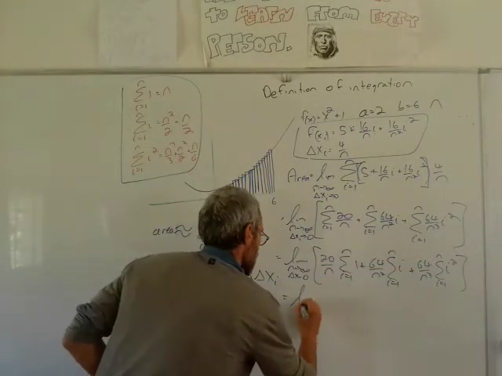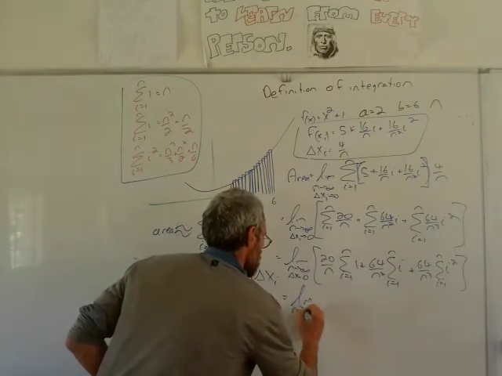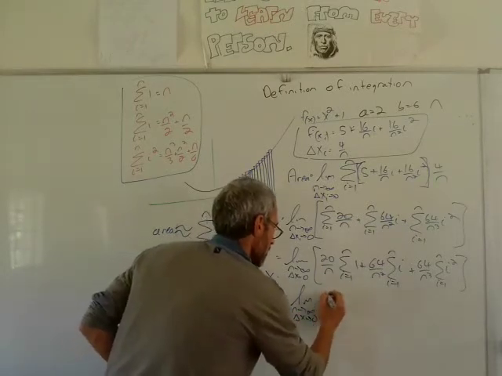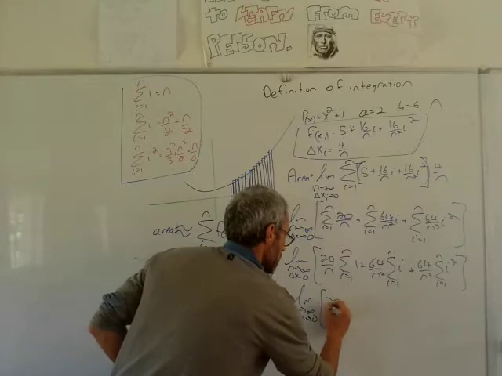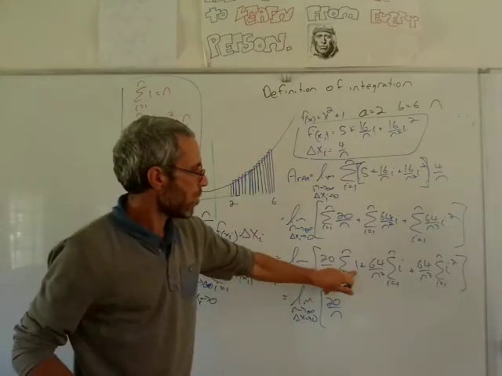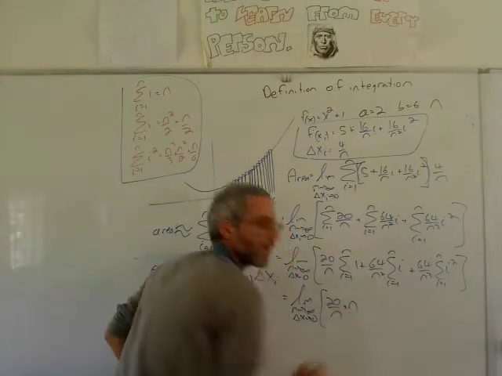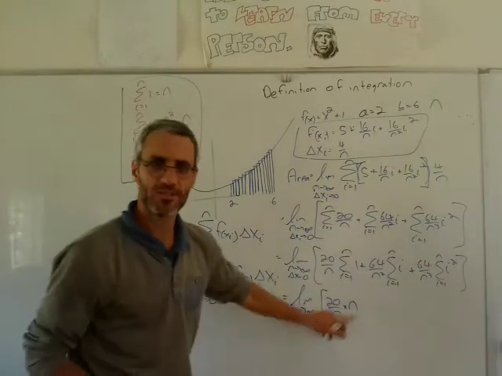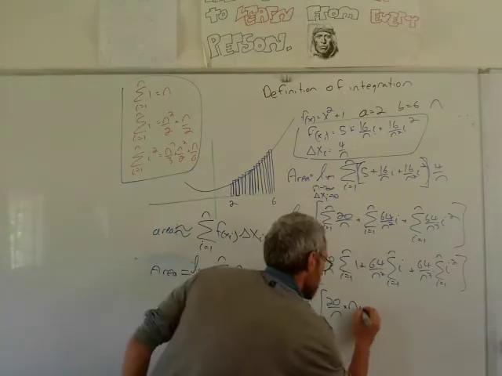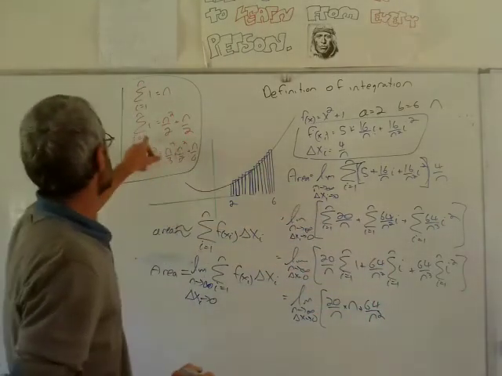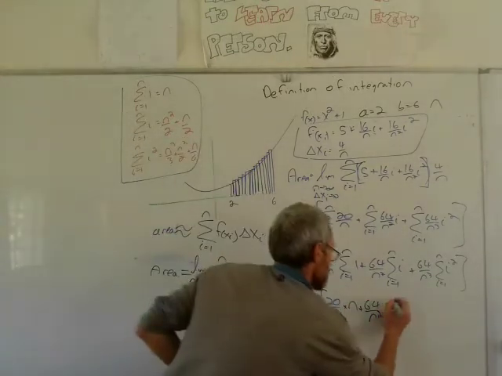So I'm going to write it here, limit as n approaches infinity, delta x approaches 0, 20 over n. What is sigma 1 from i to n? It's n. I multiply by n. Okay, you can see what's going to happen next. Plus 64 over n squared. What is sigma i?